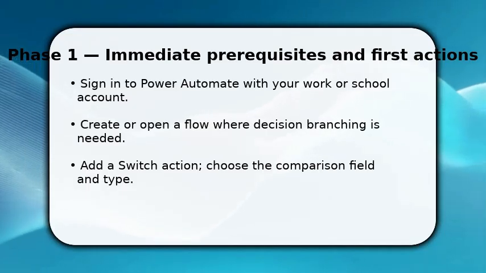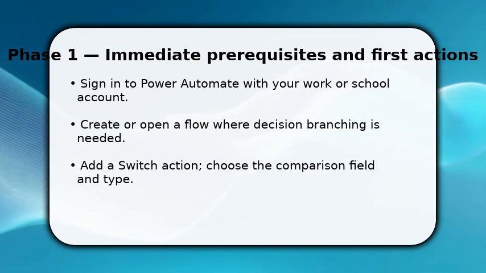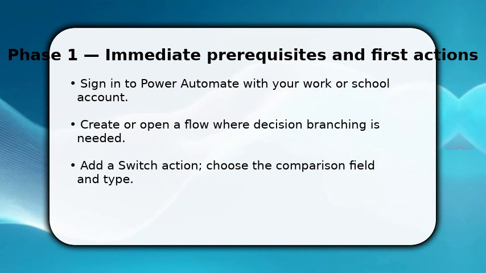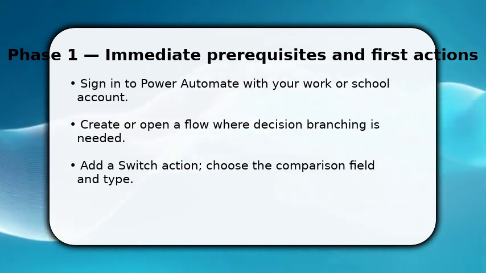You already have Power Automate open and a flow to modify. Start now. Add a switch control and pick the field you want to evaluate. This decides branches. Once done, set the comparison type to exact match or expression. Make sure the value source is correct.